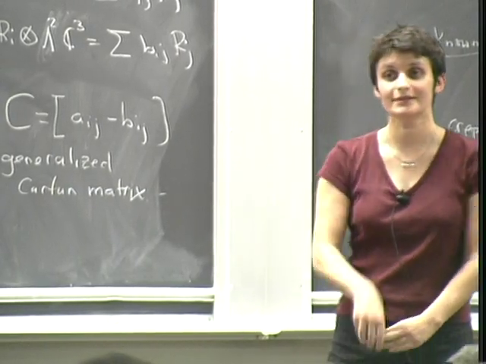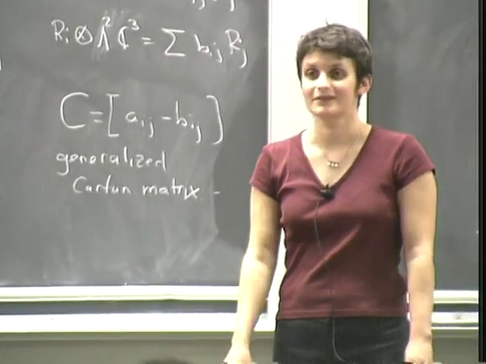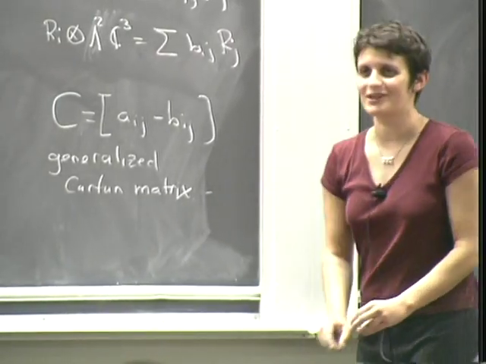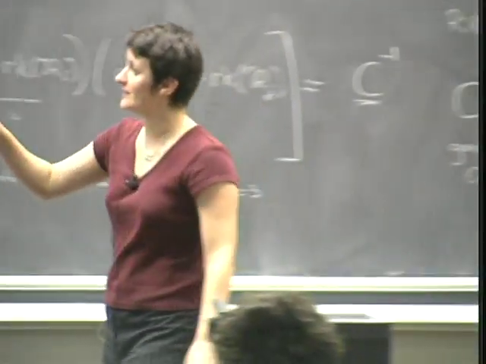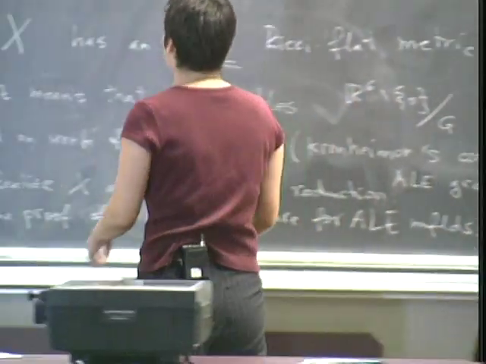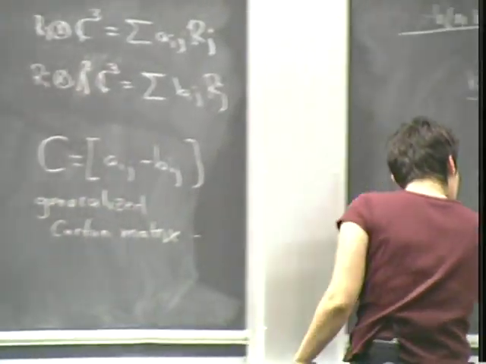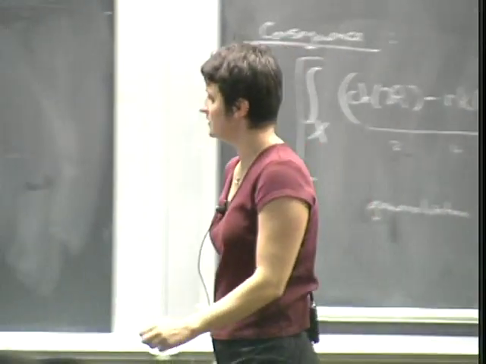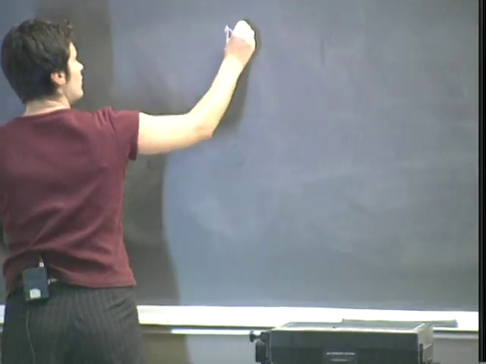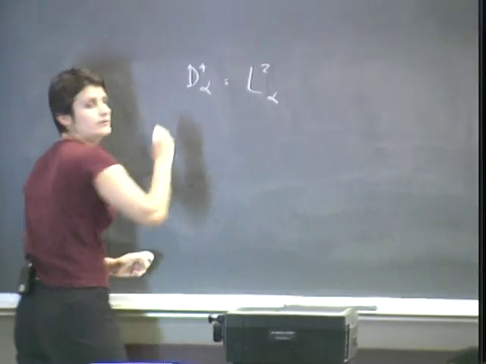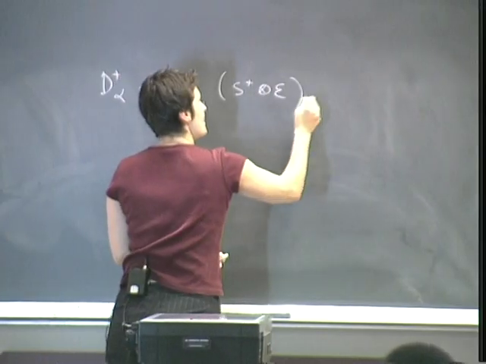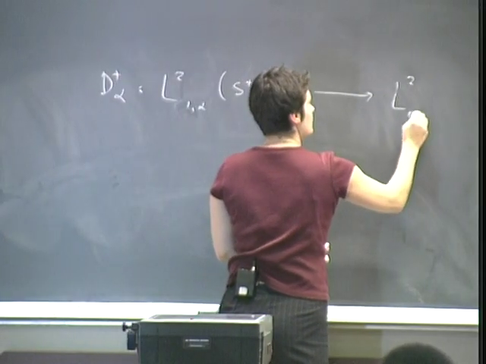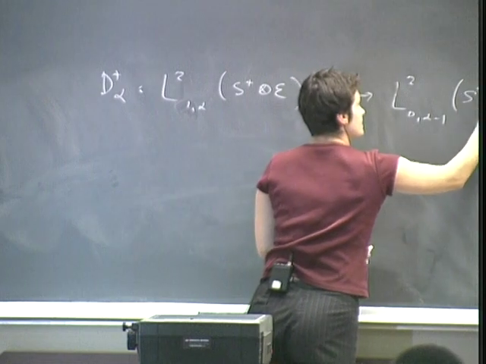Yeah. So the index is 0. How do you? That's a really tricky argument. It has to do with the weighted Sobolev spaces, and the fact that we have an ALE Ricci flat metric. And the argument, I mean, you choose your weight, and you take your Dirac operator completed in this weight, so it will go from L2 alpha, L1 alpha, S plus tensor E, to L2 0 alpha minus 1, S plus tensor E.